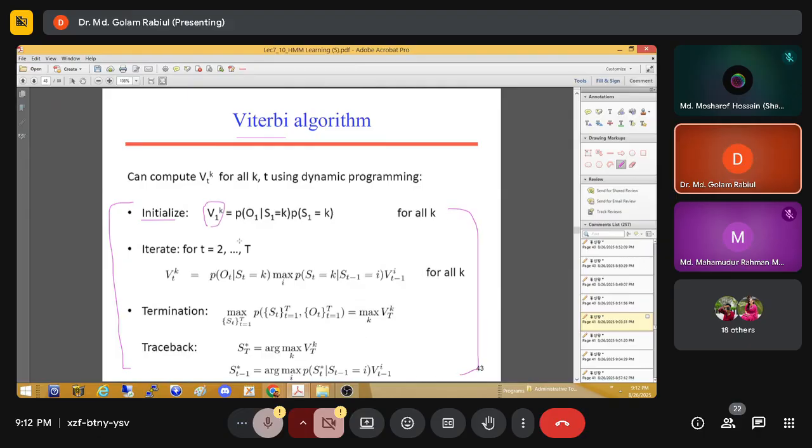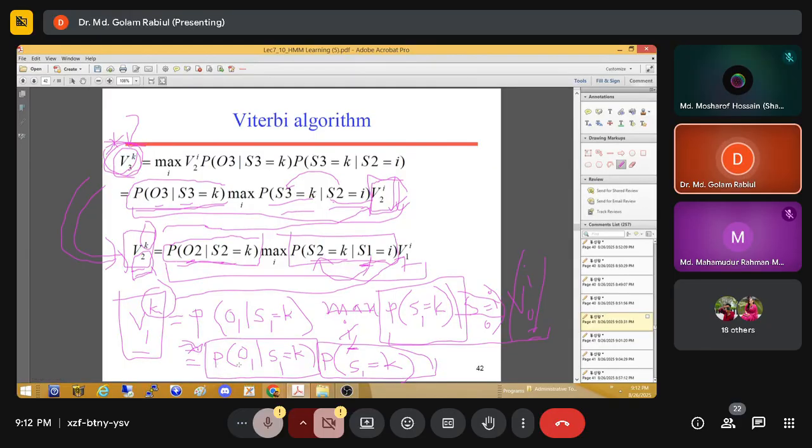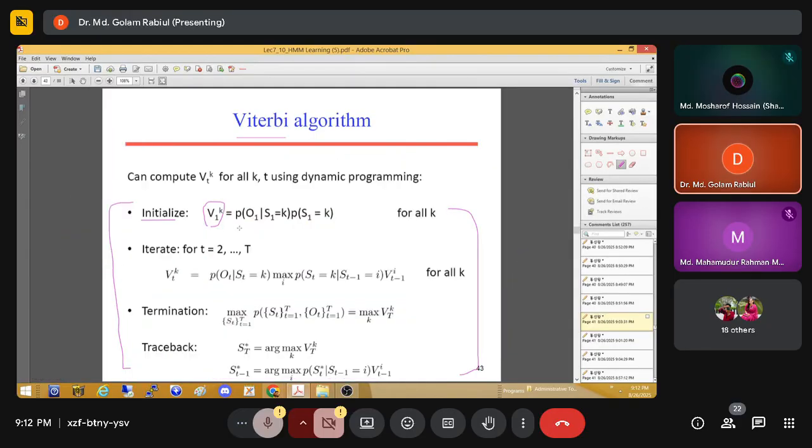Now we can see the algorithm is this one. V1 of K is the probability of observation 1 given S1 equal K, and probability of S1 equal K. For all K, we have to find out. Okay, for all K, that means for all states. In case of our weather model, we have to consider K equal high atmospheric pressure and low atmospheric pressure.